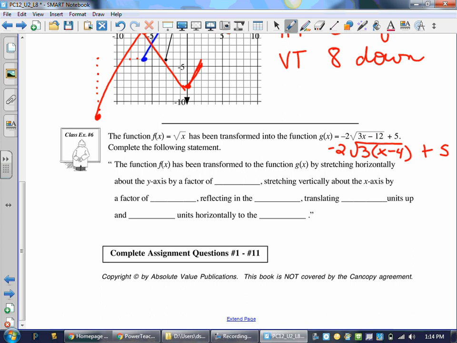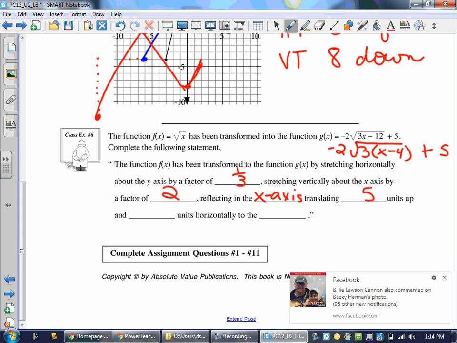Okay. So it says the function f of x has been transformed by stretching it horizontally by a factor of what? What's the horizontal stretch? A 3 turns into a 1/3. Stretching it vertically about the axis by a factor of 2. It is what it is. Reflecting in the what? All the y's are changing, so you're right. It's the x-axis. Translating it how many units up? 5 units up. And how many units horizontal? 4 units horizontal to the right. Done. Excellent. Okay, and I'm done.